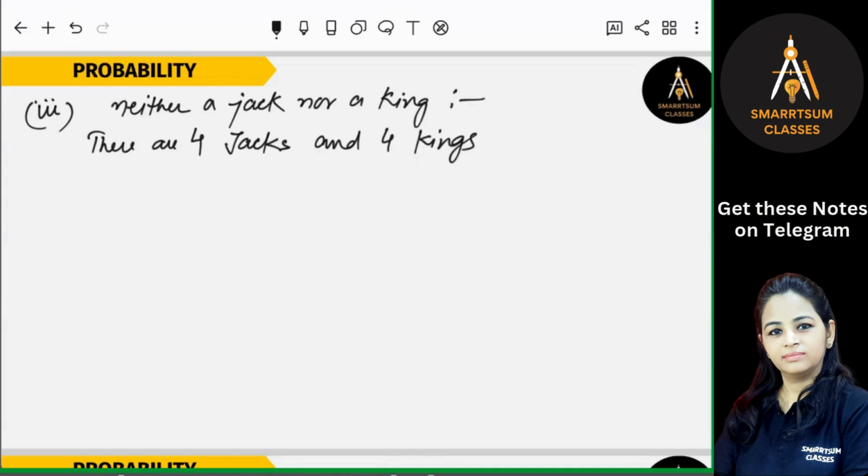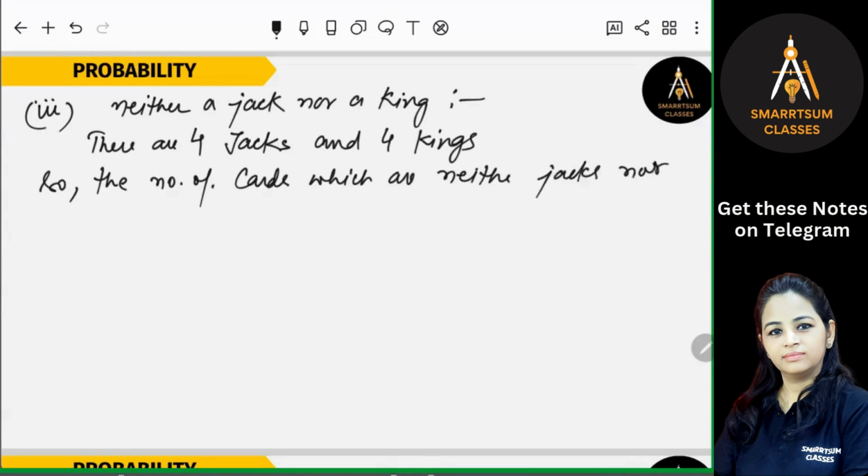So what will be the number of cards which are neither jack nor king? Tell me what it will be. It will be 52 minus this plus this. So write down the number of cards which are neither a jack nor a king. It should not be a jack, nor should it be a king. So we have to subtract these 4 jacks and 4 kings, that is 8, from 52, and it will be equal to 44. So there are 44 cards which are neither jack nor king.